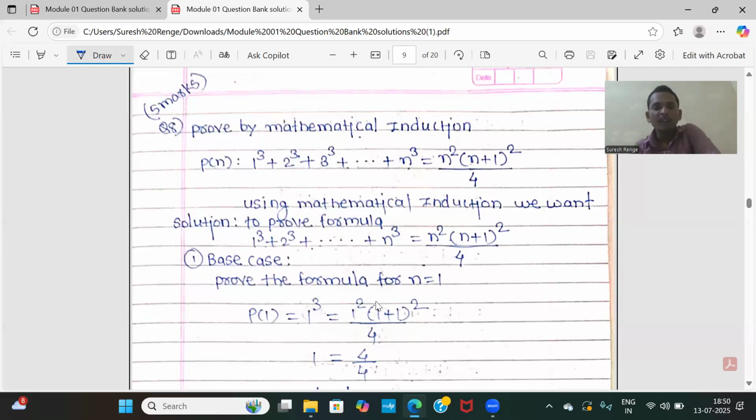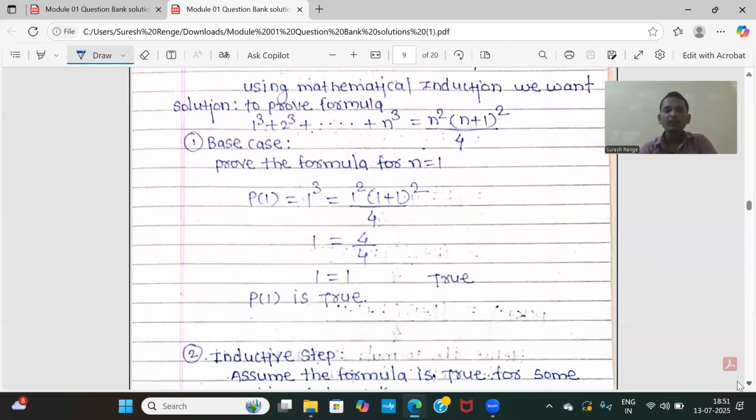We want to prove that this formula is true for the first term, means 1 term. Put the value n equal to 1 in the above formula. We get P1 equal to 1 cube is equal to 1 square times 1 plus 1 whole square divided by 4. This 1 cube is 1, and the right side is 4 divided by 4, that is equal to 1. 1 equal to 1 means what are we concluding? We are concluding this formula is true for n equal to 1, means for the first term this formula is true. Means P1 is true.